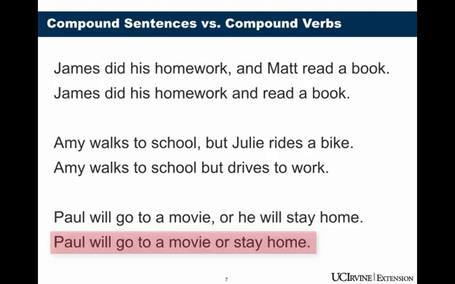In the last sentence, Paul will go to a movie or stay home. Do we have a subject after the conjunction? No, we don't. After or, we just have a verb, so this is not a compound sentence. Our subject is Paul, and the compound verb is will go or stay. And that makes a simple sentence, and we don't need to put a comma.